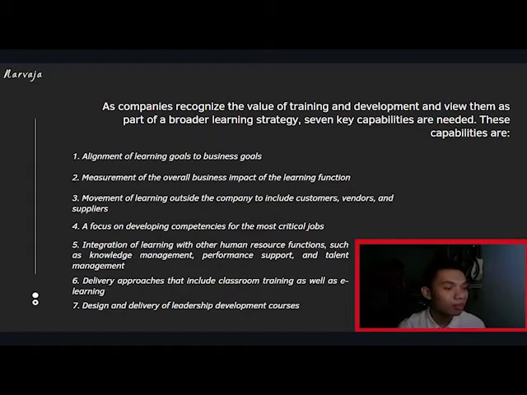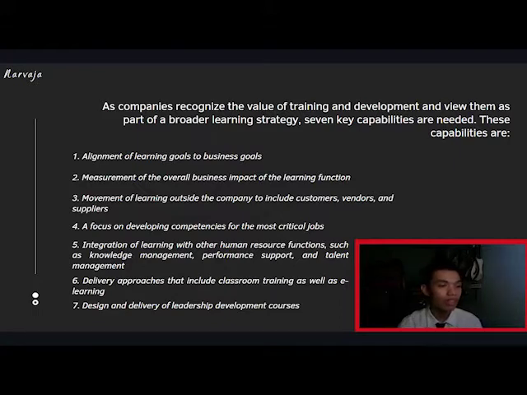Next one is movement of learning outside the company to include customers, vendors, and suppliers. Choose if the learning and development plan will be delivered internally or with the assistance of an external agency. In-house management training courses have the benefit of centralizing organizational training, building unity, and accelerating implementation and work transition. Larger companies are usually the only ones that have this choice. Number 4, a focus on developing competencies for the most critical jobs. High-skilled jobs require solid credibility and competency.